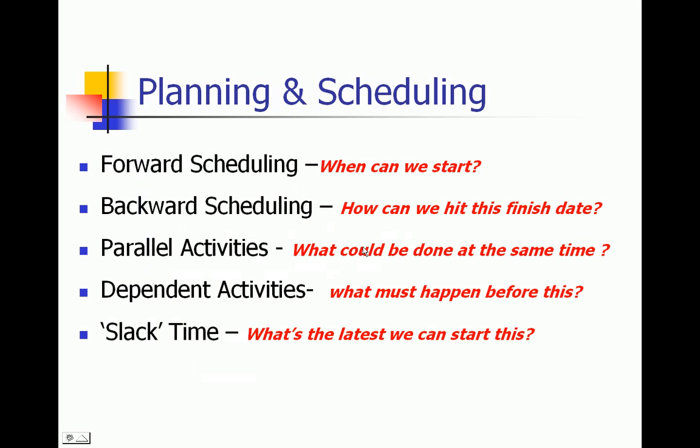So this is the fundamentals of scheduling and planning. When can we start? Forward scheduling. Backward scheduling. How can we hit that finish point? What can we do at the same time? As I talked about before in the process map, what must happen before this? What we call those dependent activities. And then every activity, we've got some slack time in any kind of overall project. And this is where we start thinking about the critical path. The critical path is where there is no slack time.